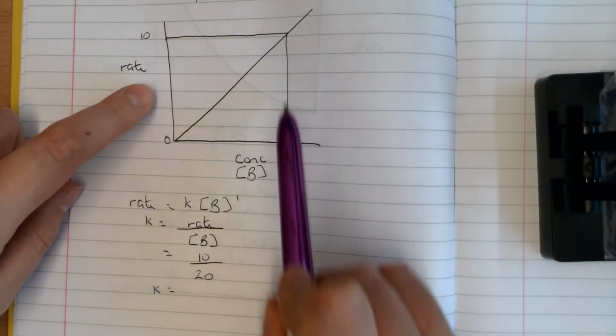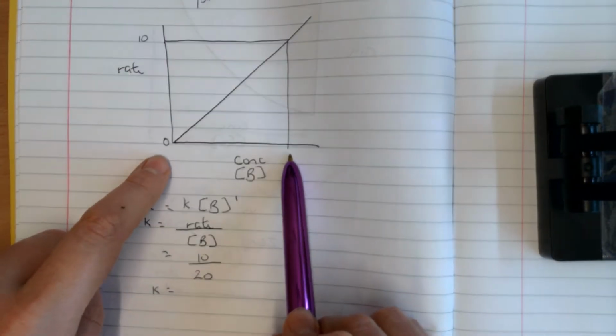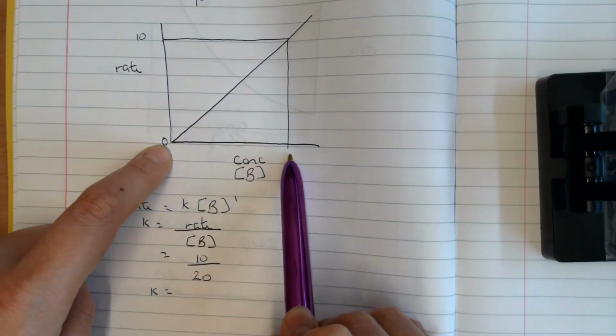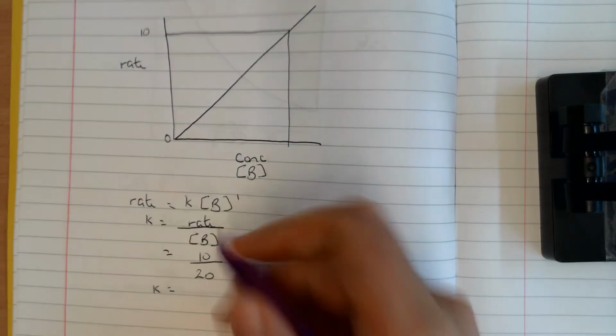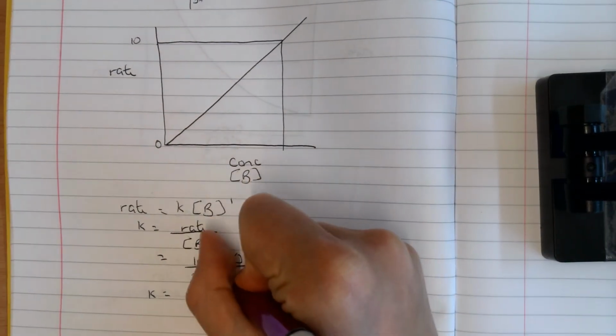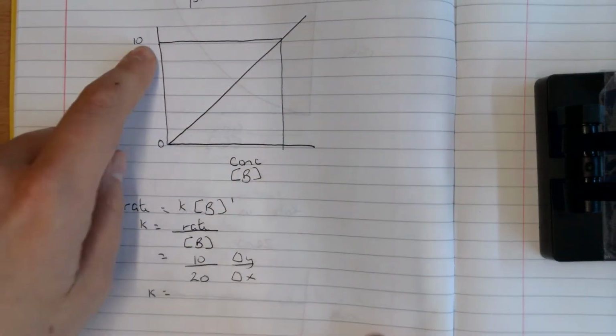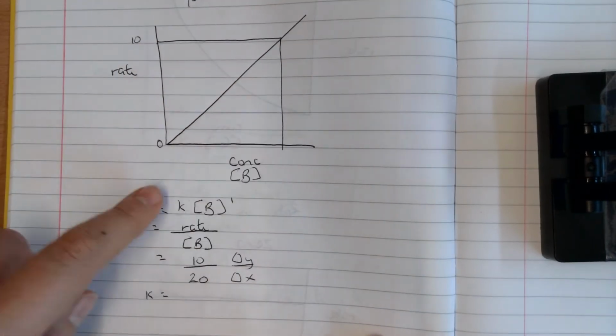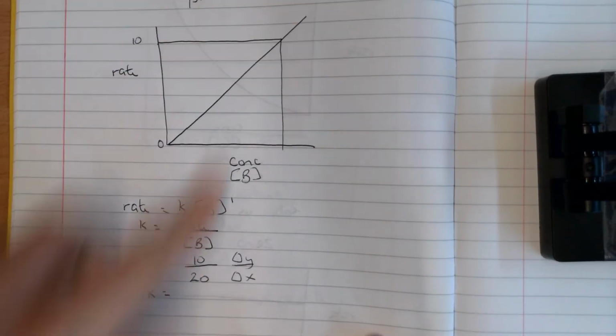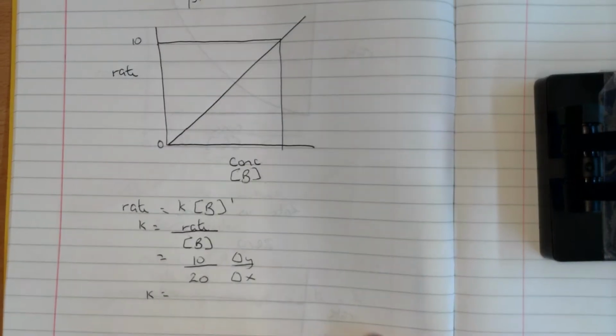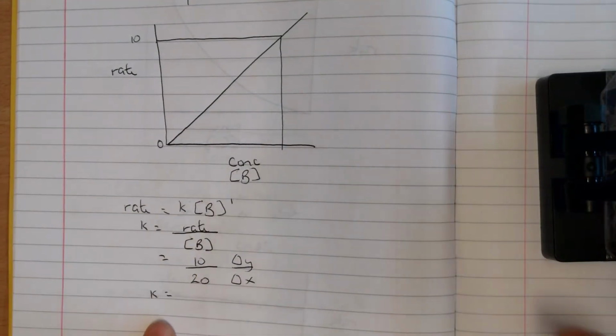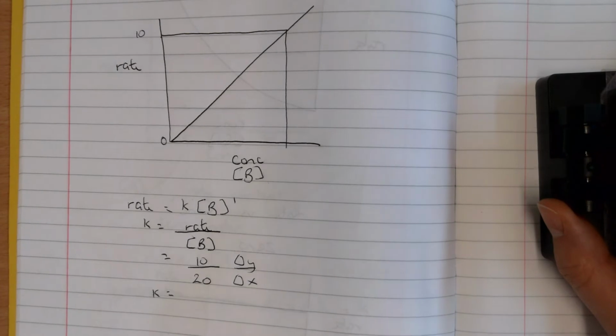And then by reading the value for concentration off the x-axis, I have got the change in the x-axis. So I do have change in y over change in x. So by doing this, I can say that I'm calculating the gradient of that line, and I'm also calculating K. So that's going to be K for your first order reactant.